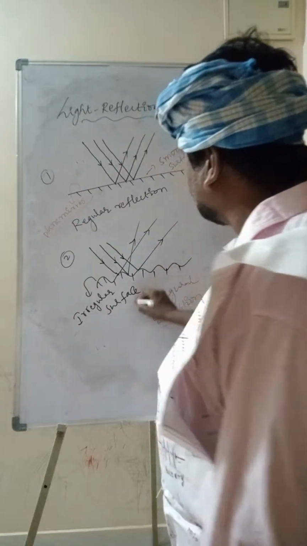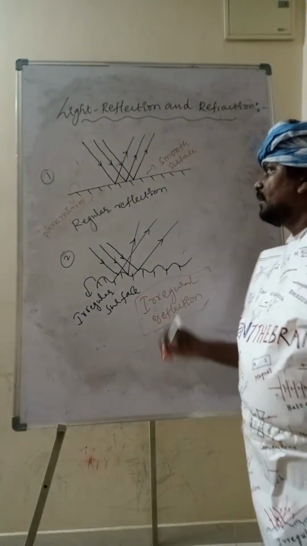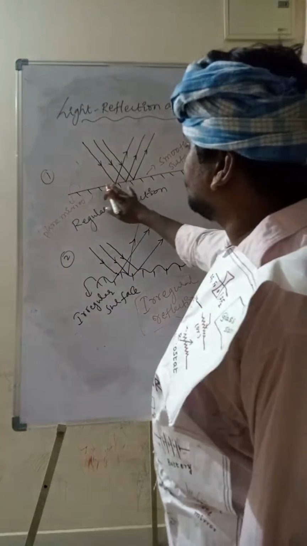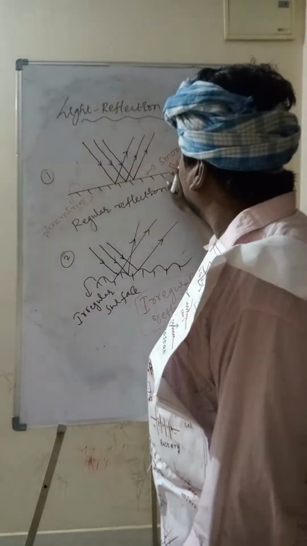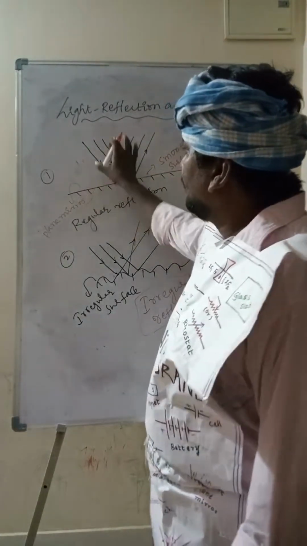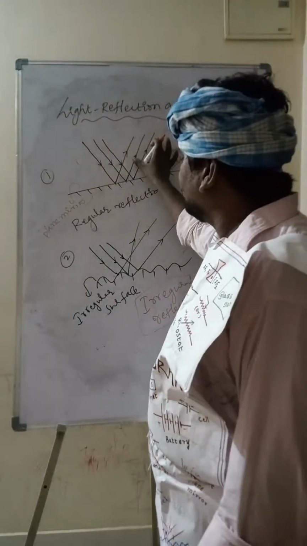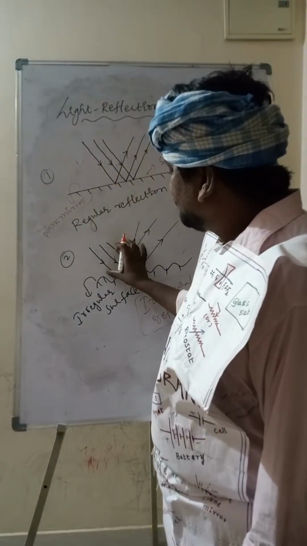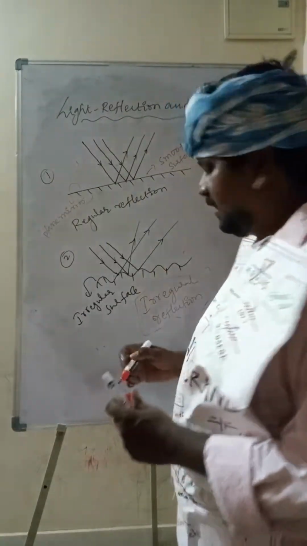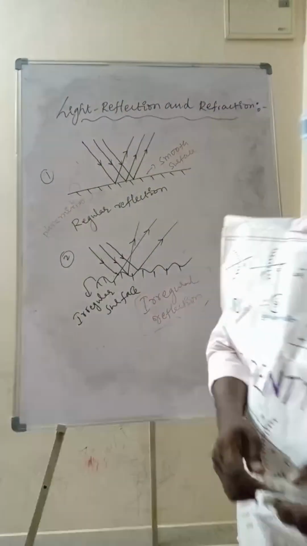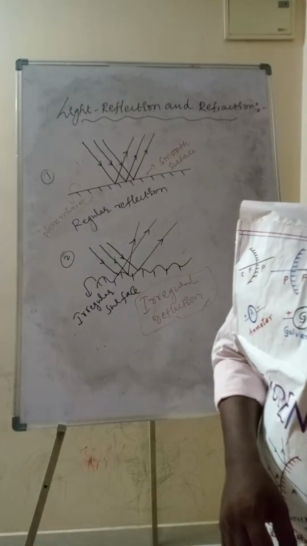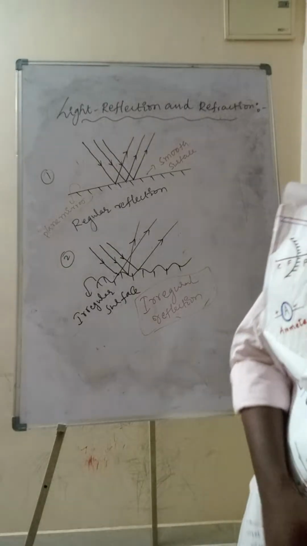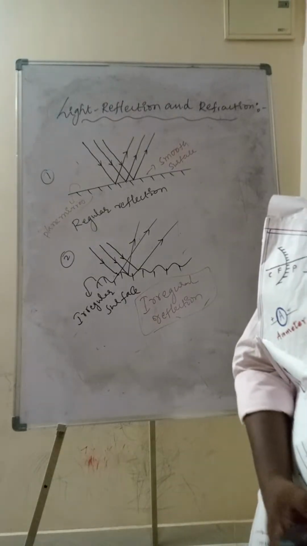So, clear? Regular reflection takes place on a smooth surface, a plane mirror. The incident beam is parallel, and the reflected beam is also parallel. Here the incident beam is parallel, but the reflected beam is not parallel. This type of reflection is called irregular reflection. Okay. Next one, we will go with the object and image.